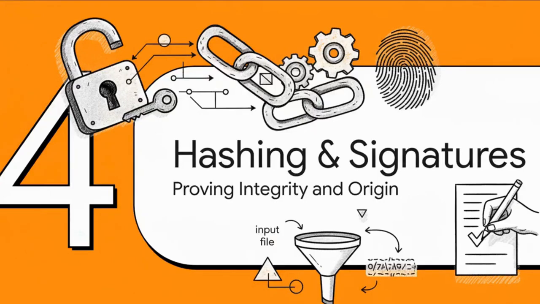So we've talked a lot about confidentiality, right? Keeping secrets. But what about those other pillars? How do we prove a file hasn't been changed? Integrity. Or that it really came from the person who says they sent it, authentication. Well, for that, we have a different tool, hashing.